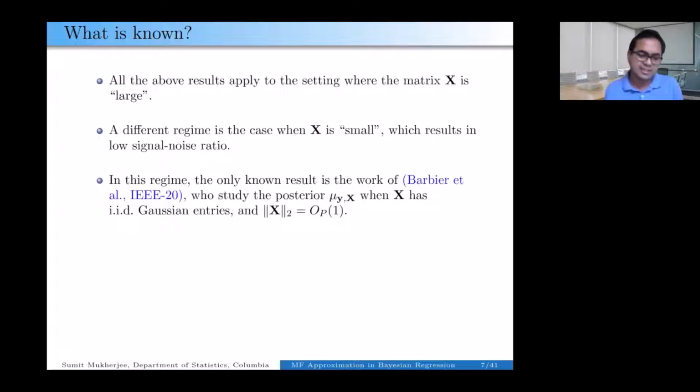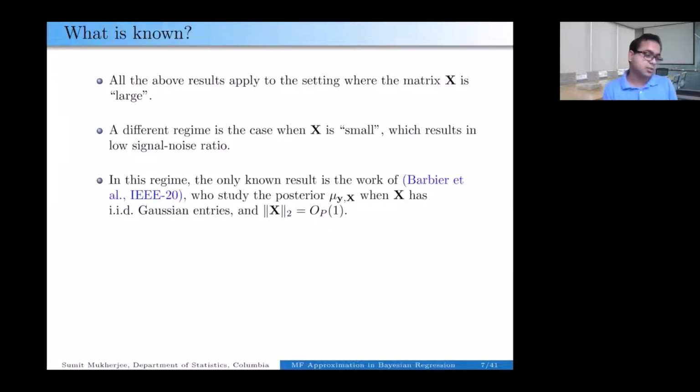The settings that the previous papers looked at were generic, but if I understand correctly, their results are mostly useful when the operator norm of X is going to infinity at rate n, let's say, right? It's blowing up at a suitable rate. Now the low signal to noise ratio in this talk will be quantified by the operator norm of X being order 1, right?